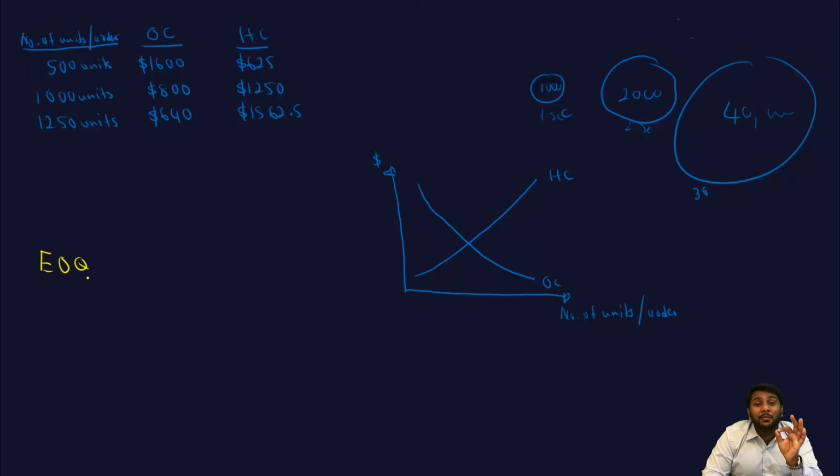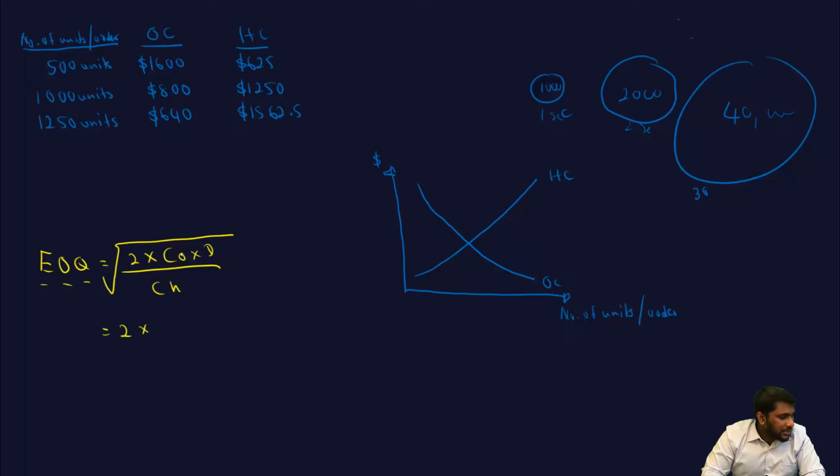EOQ, economic order quantity, the best order quantity. What is the best number of units that you should order per order? So how to calculate it? Again, something that you have learned in management accounting knowledge level: square root of 2 into CO into D divided by CH.